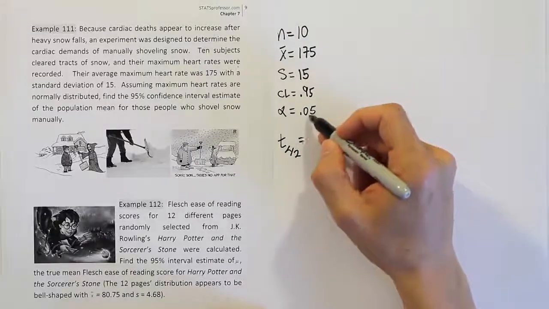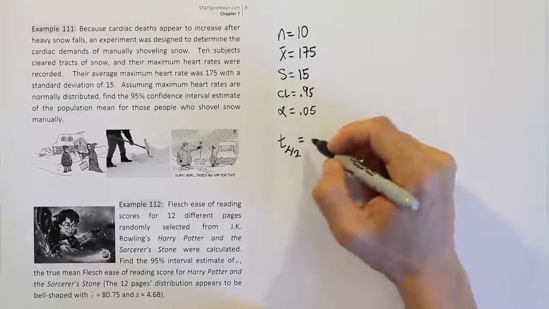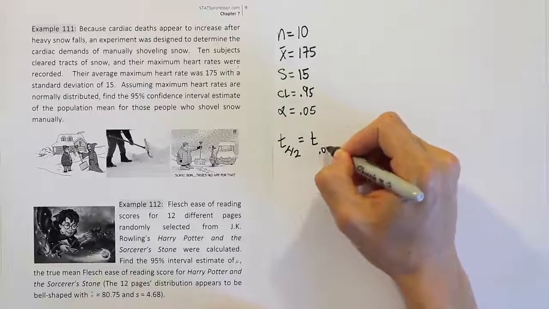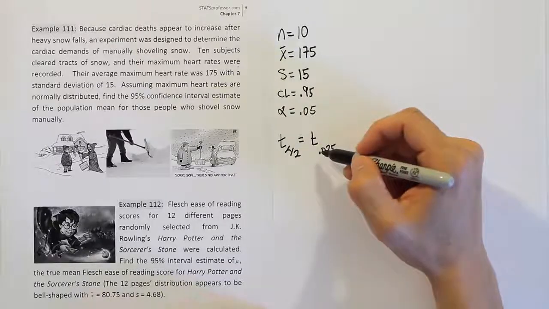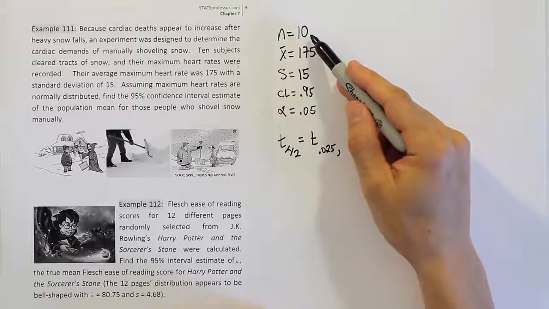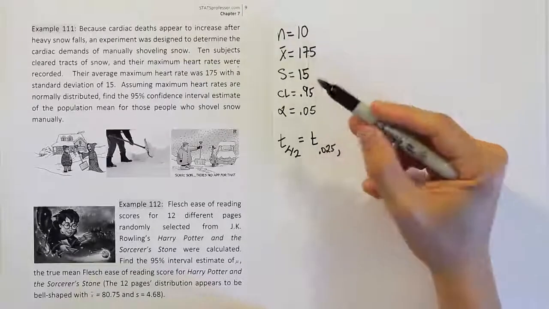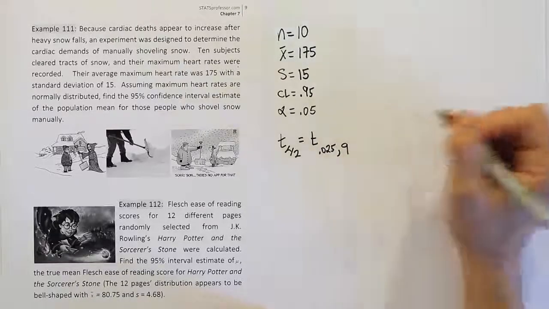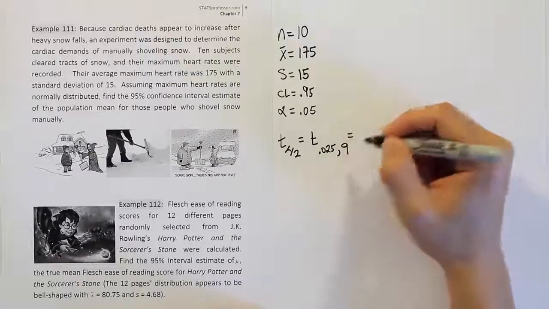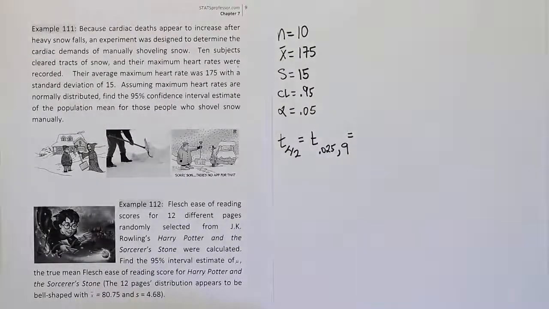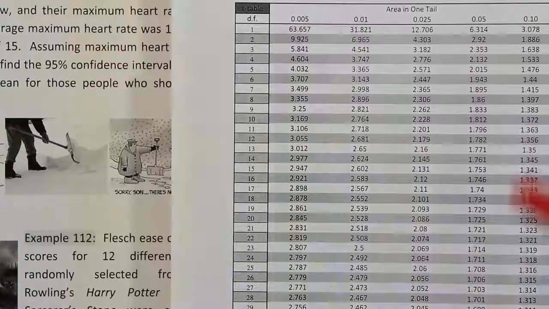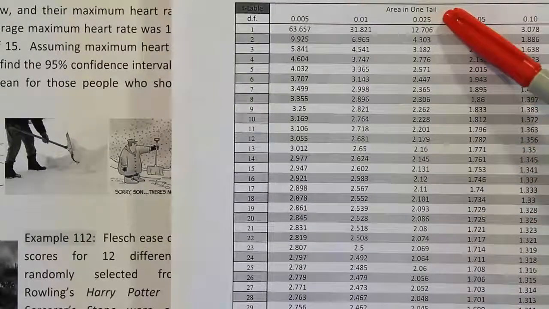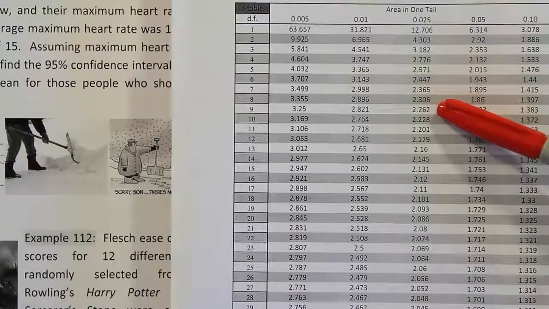Let's think about what that is for this problem. Alpha is 5%, so half of that would be 0.025. And then the degrees of freedom that's necessary when using the t-distribution is just n minus 1. So we're going to say 10 minus 1, in which case we get 9. All right, let's go to our table and look that number up. Okay, so we're looking up 0.025 with 9 degrees of freedom. So here's the 0.025, and 9 degrees of freedom gives us 2.262.